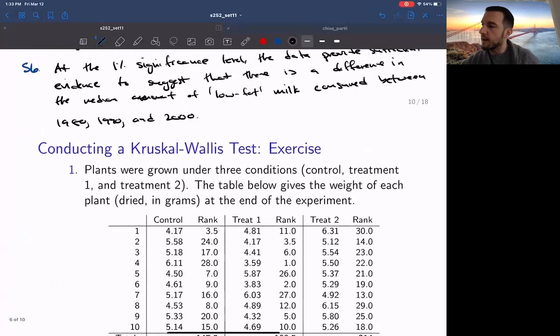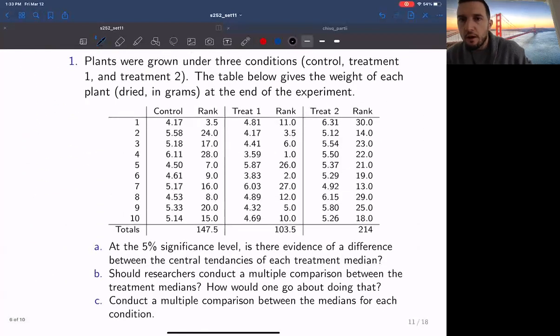So to illustrate that, we're going to consider the following example. Plants were grown under three conditions: control, treatment 1, and treatment 2. The table below gives the weight of each plant at the end of the experiment. So we have the weight in grams of each of 10 plants that were subjected to 3 different treatments. So we have 3 different sample sizes. n1 is 10, n2 is 10, and n3 is 10. The values and the ranks are given in the table on slide 11.